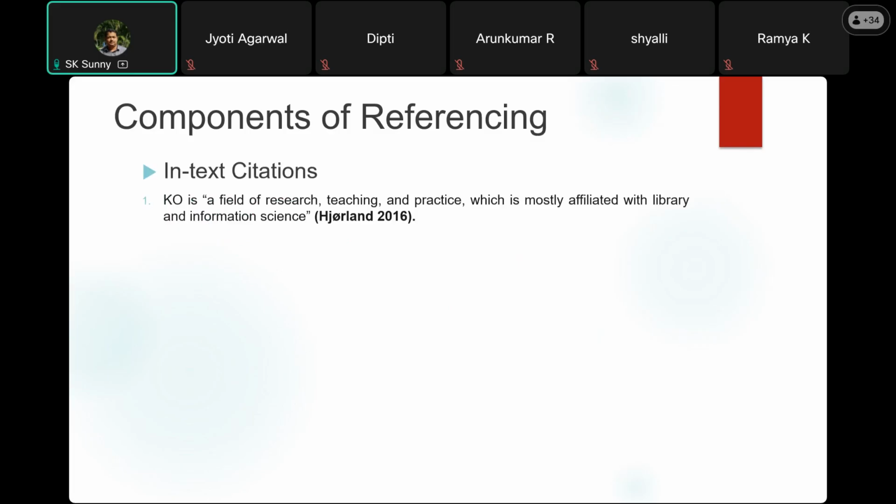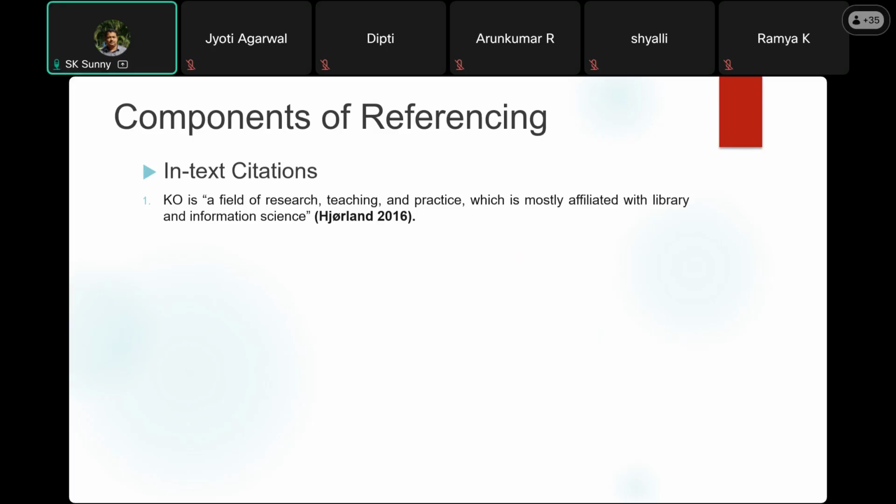There is a term called in-text citations. You might have read in research papers, you might have seen, observed. Say, for example, there is one example I have written here. Something is under double quote. This is a definition I have taken from an author, Jorland, 2016. So something we put under double quote, and besides that, we have given the author name and year. This is called citation. I am citing this author who has published in 2016.